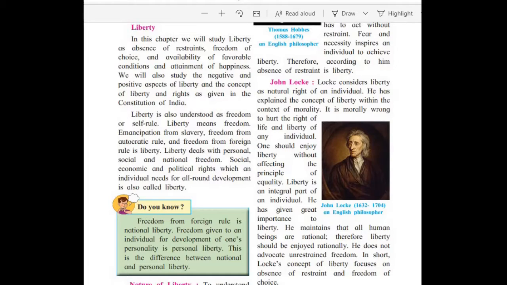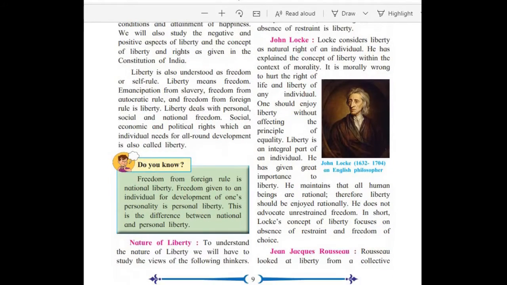John Locke. Now his view is that one should enjoy liberty without affecting the principles of equality. Liberty is an integral part of an individual. He has given great importance to liberty. He maintains all human beings are rational. Therefore, liberty should be enjoyed rationally. He does not advocate unrestrained freedom. In short, Locke's concept of liberty focuses on the absence of restraint and the freedom of choice.